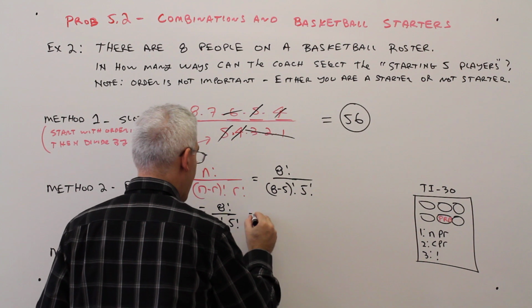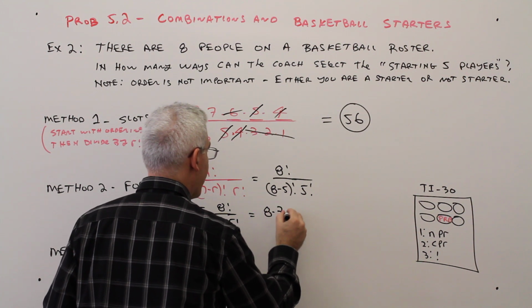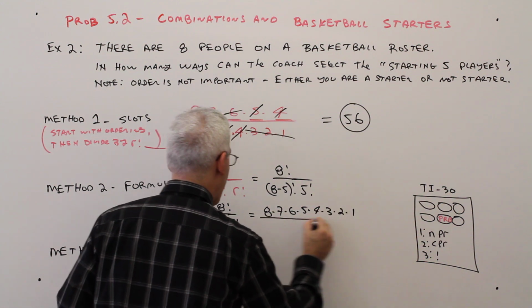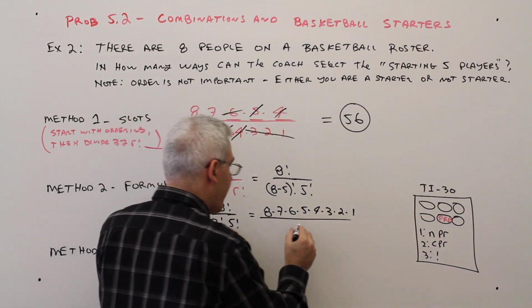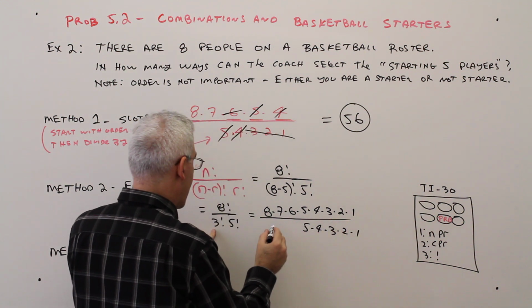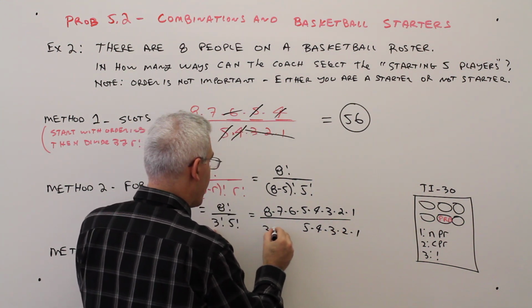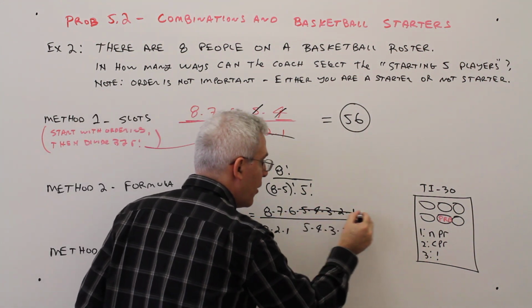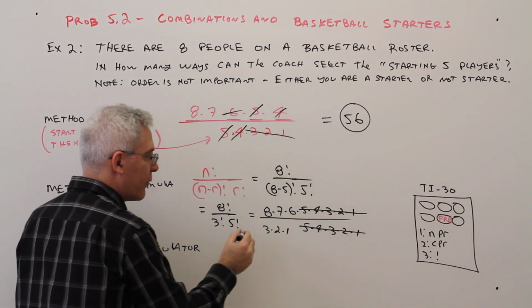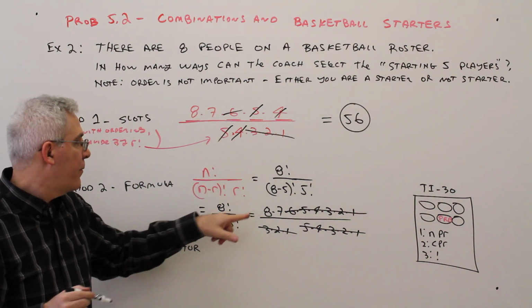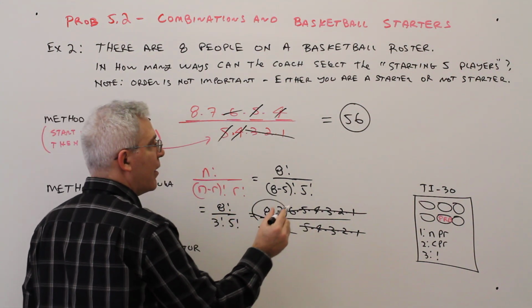Okay, so let's do this by hand. 8 times 7 times 6 times 5 times 4 times 3 times 2 times 1. I'll put the 5 factorial first: 5 times 4 times 3 times 2 times 1. And the 3 factorial I'll put over here: 3 times 2 times 1. So I can cancel all of those with all of those, and that's no different than what we did before. I'm left with 8 times 7 equals 56.